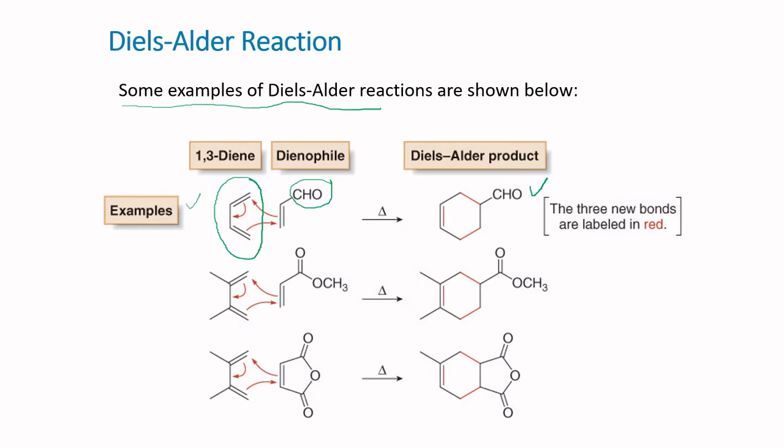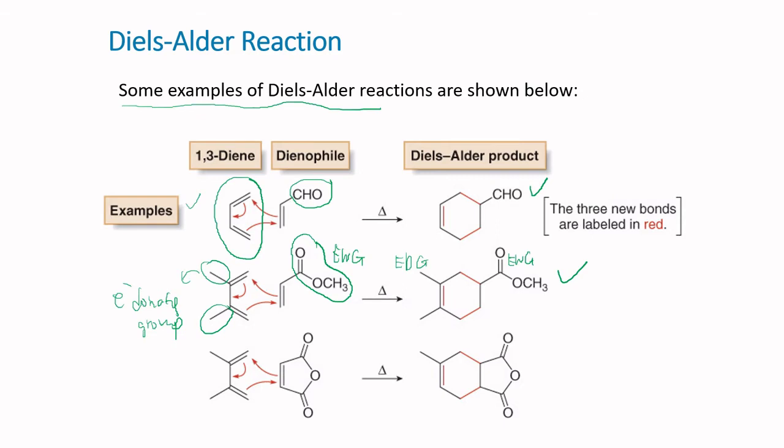Now we have a diene with an electron donating group. Alkyl is a very good electron donating group. The dienophile here has an electron withdrawing group. So at the end, we will produce this compound. This is the electron withdrawing group. This is the electron donating group.